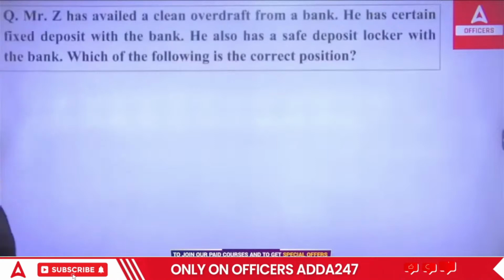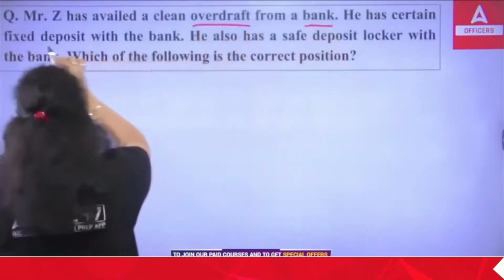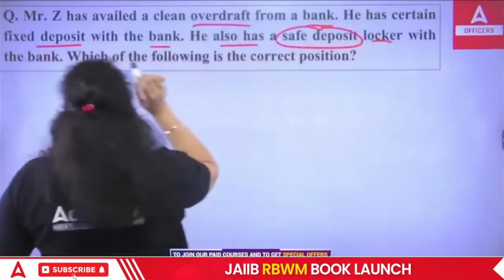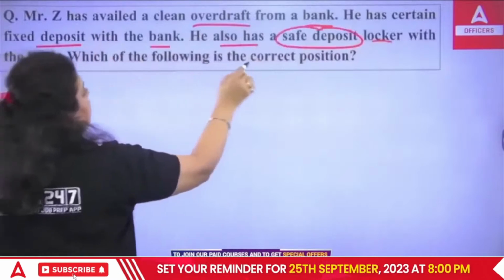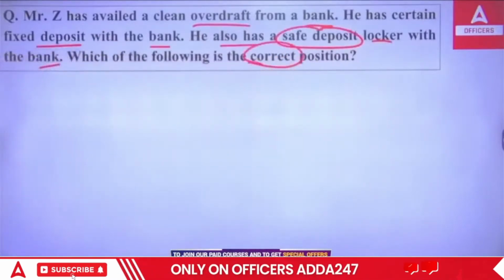It is talking about Mr. Z, who has availed a clean overdraft from a bank. He has a certain fixed deposit with the bank. He also has a safe deposit locker with the bank. Which of the following is the correct position?